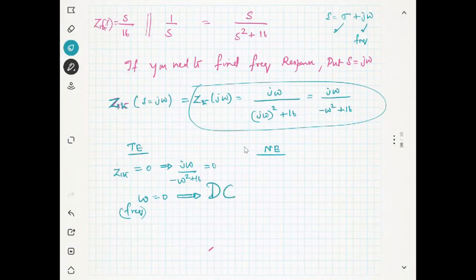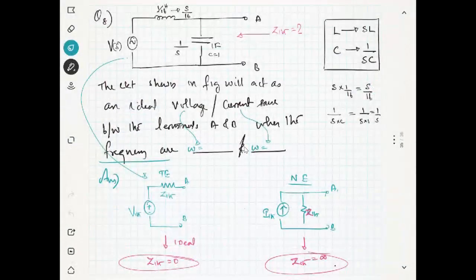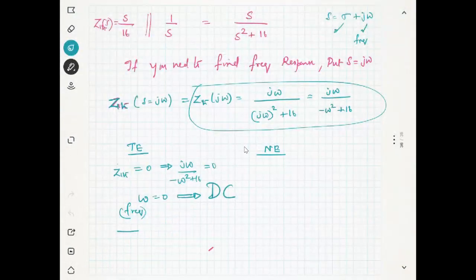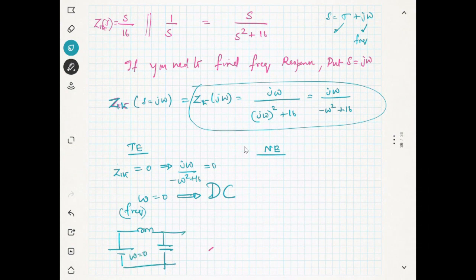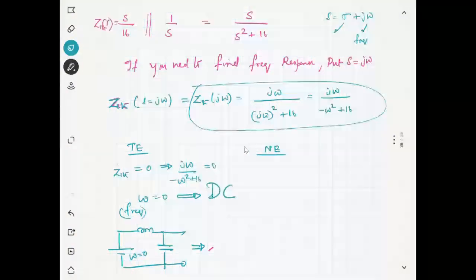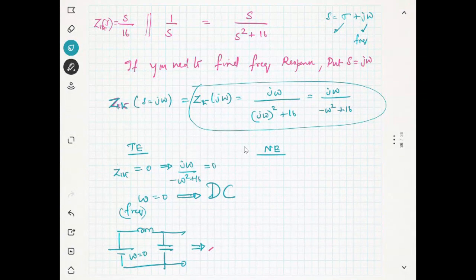DC, right? Now I will redraw the circuit. This is our circuit. I connect a DC, and you have an inductor and a capacitor. Here I connect omega equal to 0. Then the capacitor will be open circuit for a DC. You know this, right? And the inductor will be short circuit. Then this is a voltage source. Is it ideal or not? Ideal.